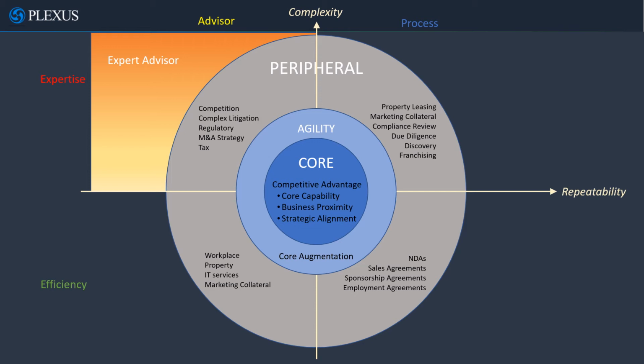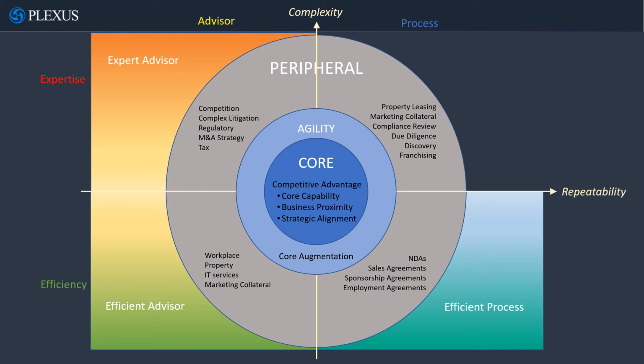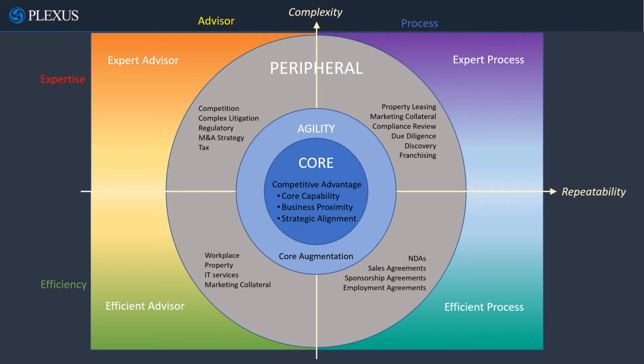And that helpfully starts dividing this into 4 quadrants. A combination of expertise and advisor in the top left, we need an expert advisor. Combination of efficiency and advisor in the bottom left, we need an efficient advisor. Combination of efficiency and repeatability, process, we're looking for an efficient process. And a combination of expertise and process, we're looking for an expert process. So in real terms, what does that actually mean?